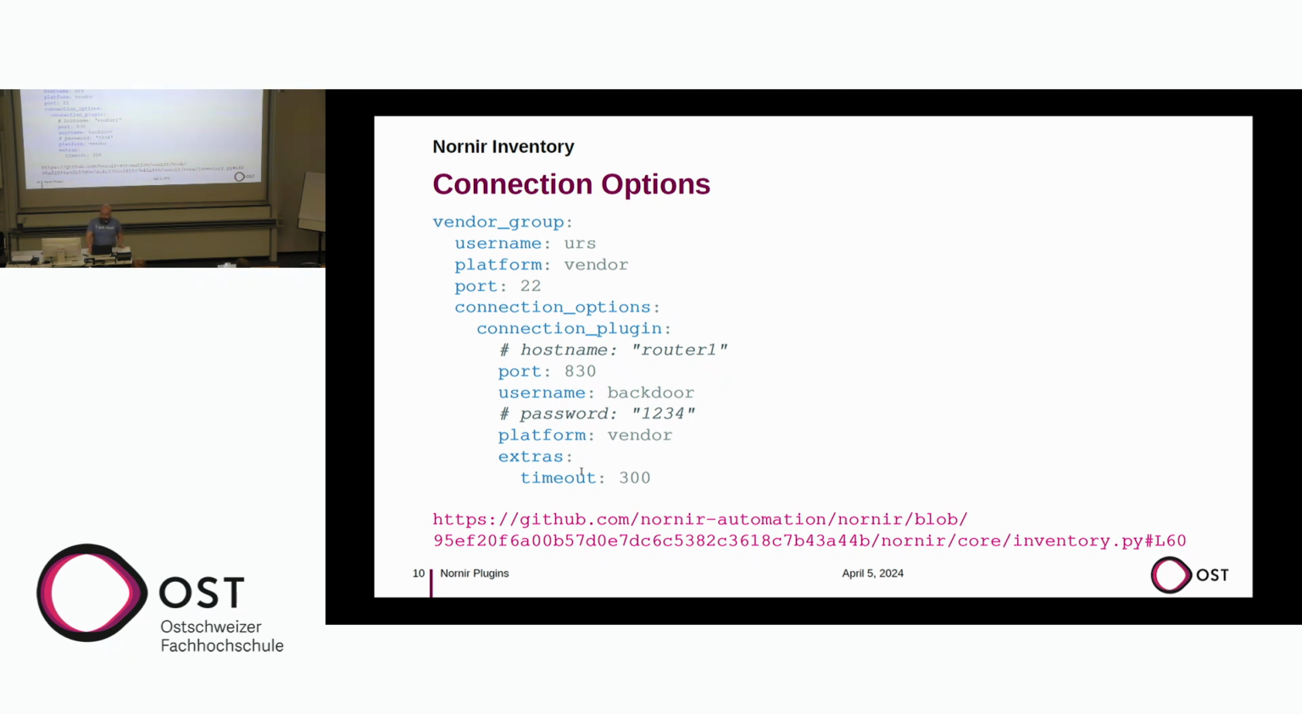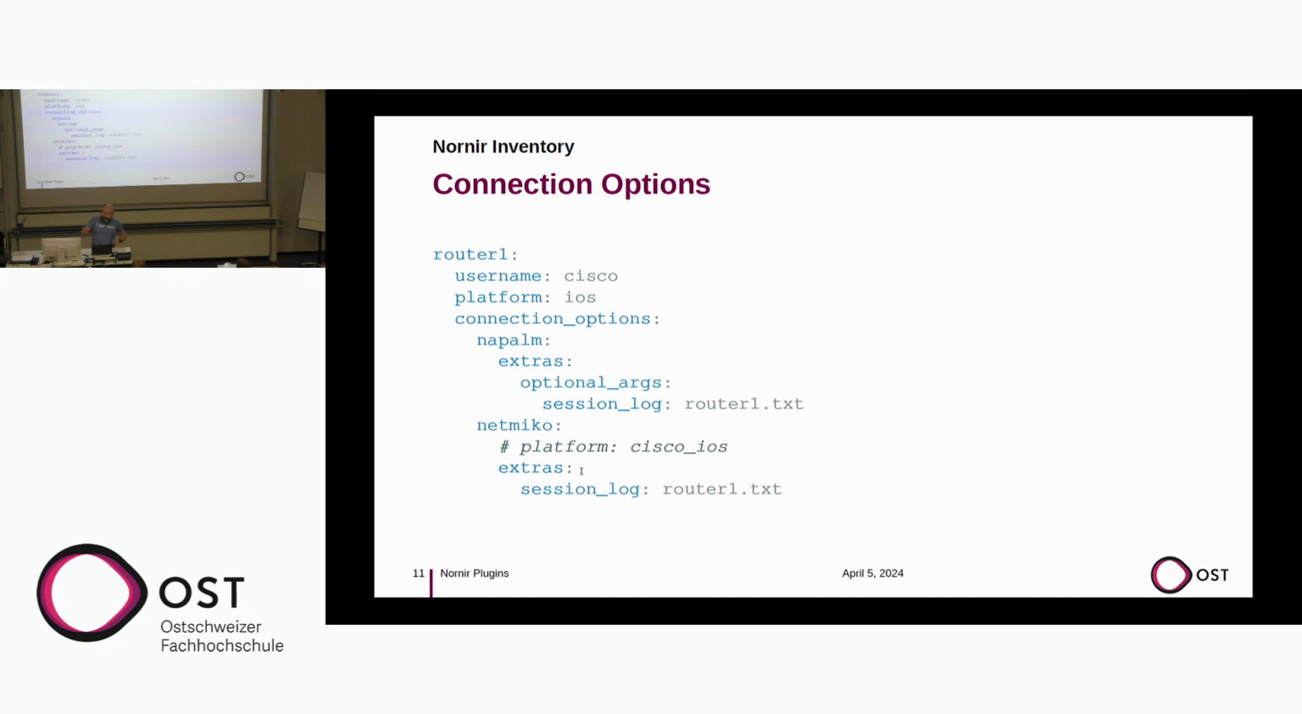I have here as well an example. We have router 1 and we want to use NAPALM and Netmiko, and because we want to log each character sent through SSH to the device in our file, we can use the Netmiko feature session log, and we define that everything that Netmiko sends and receives needs to be in this file. And with Netmiko we can do this directly in extras.